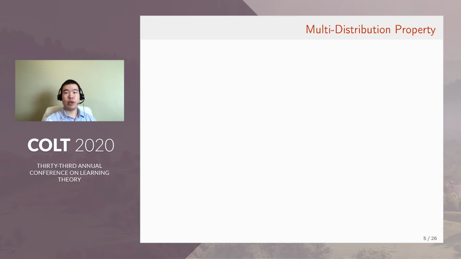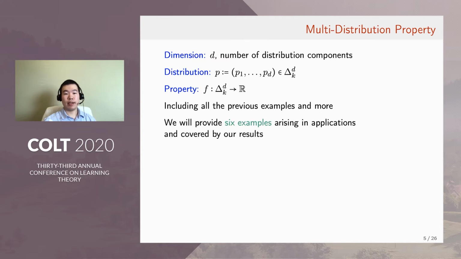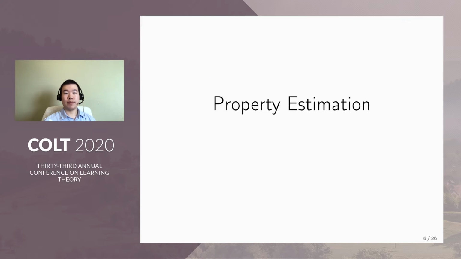And more generally, we can consider a multi-distribution property. Let d be the dimension parameter, namely the number of distribution components, and let p be a d-dimensional tuple of distributions. So we have the property f of p. This, of course, includes all the previous examples and more. And later in this talk, I will provide 6 examples arising in applications and covered by our results.